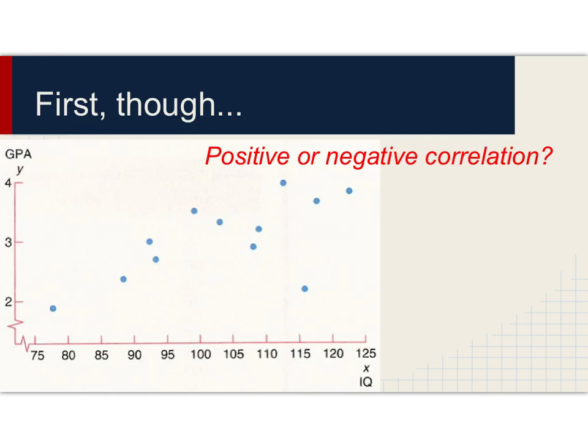First off, though, a scatter plot for your consideration. Would you say that on the whole, IQ and GPA are positively or negatively correlated? Yeah, that's right. You would say that there's a positive correlation. It appears that on the whole, as IQ increases, GPA is going up with it.